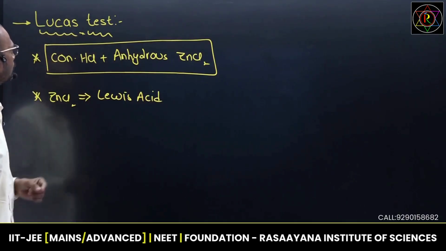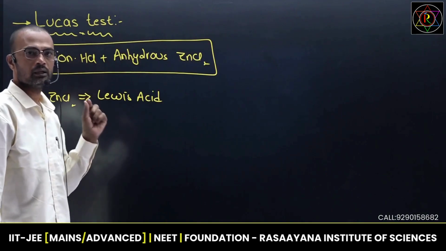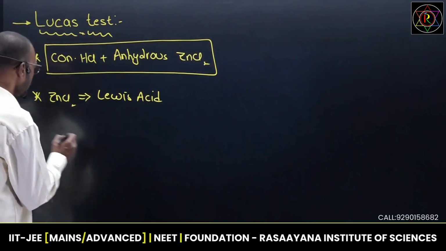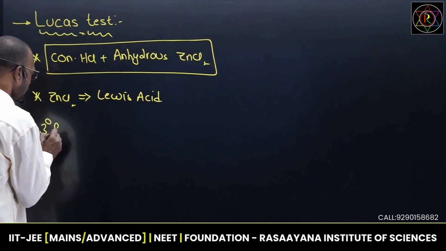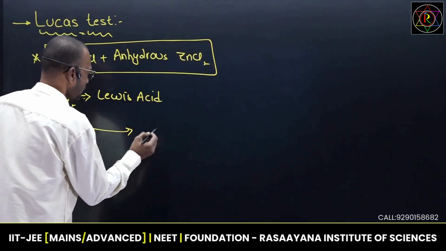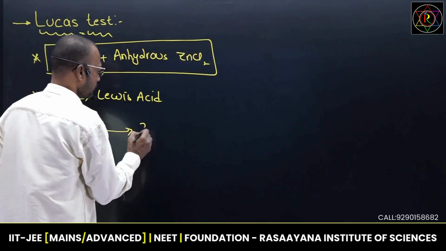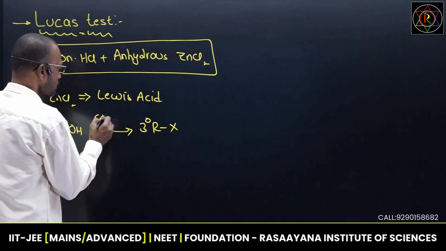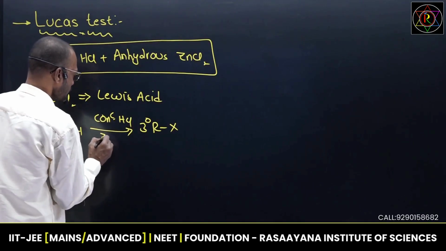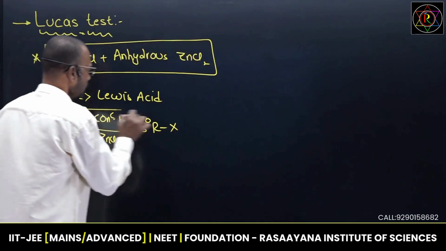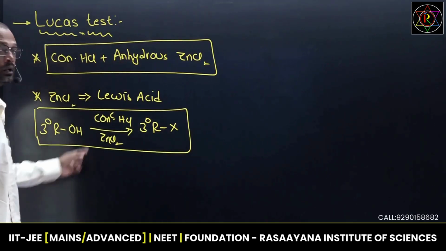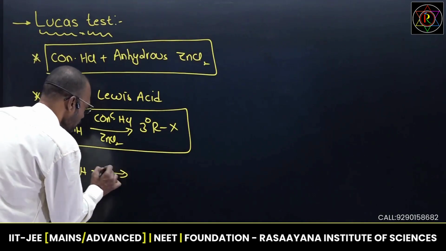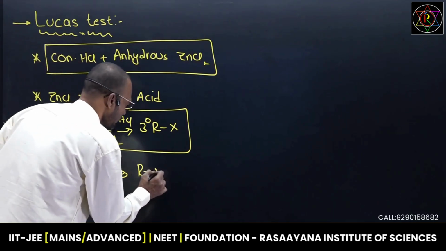Okay, so generally Lucas reagent is used to identify the conversion of tertiary alcohol to the corresponding alkyl halide. So tertiary alcohols get converted to tertiary alkyl halide. Here we are using concentrated hydrochloric acid in the presence of anhydrous ZnCl2. This is actually an identification test for tertiary alcohols. Generally alcohols are represented by ROH. This is going to react with this reagent and convert into the corresponding alkyl halide.